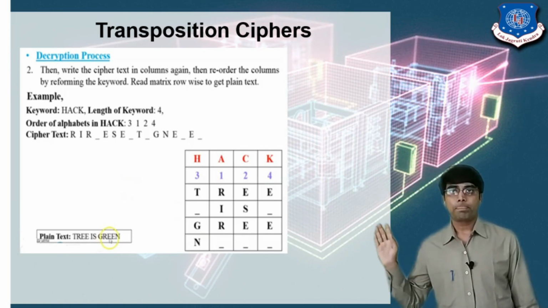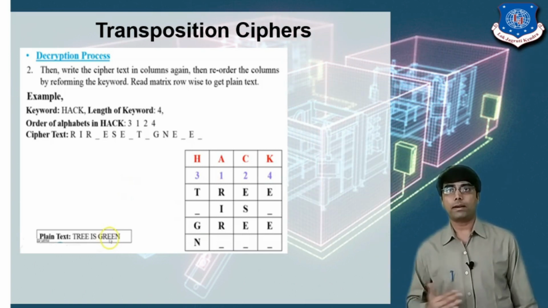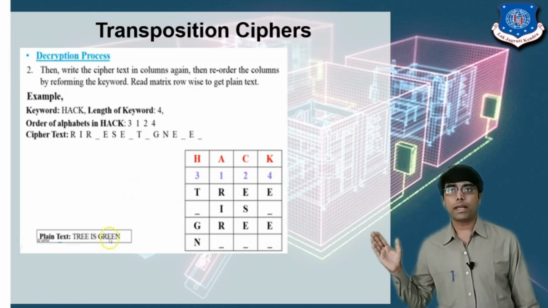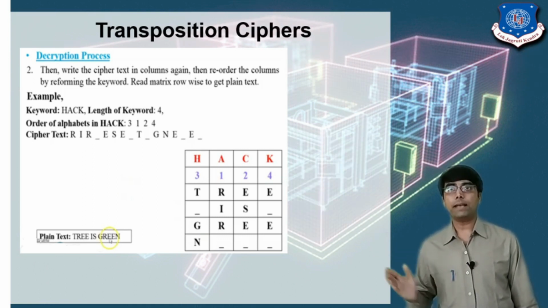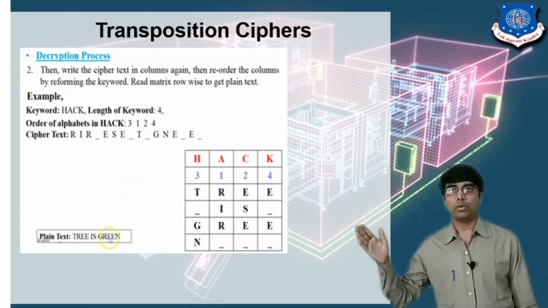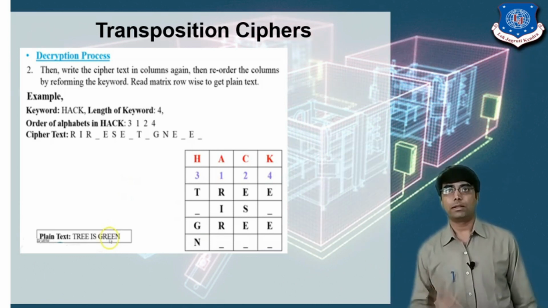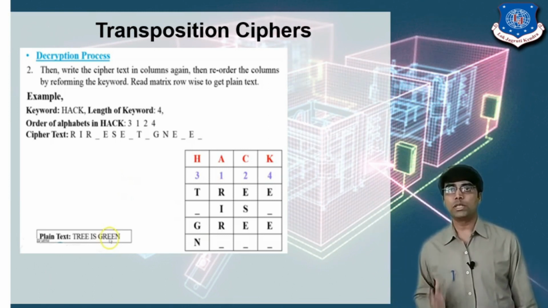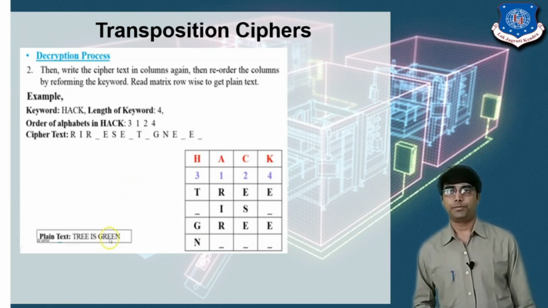So now fill RIR dash, column-wise. Now the second is ESE underscore. Its column is 2 and it is revealed in the C alphabet. So now ESE dash. Next is column 3, filled with T underscore G N.